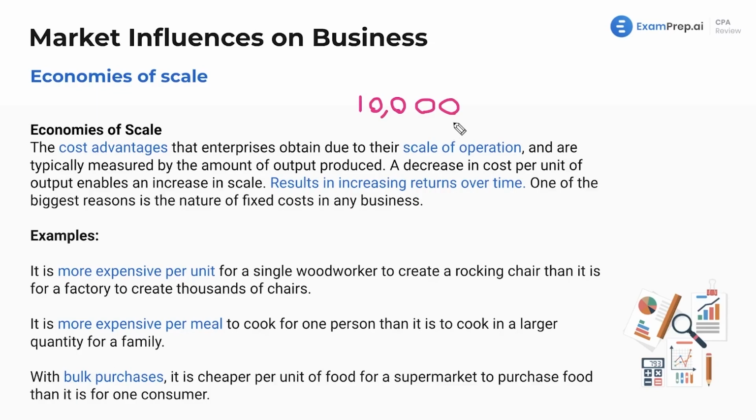to produce per unit. Examples: it's more expensive per unit for a single woodworker to create a rocking chair than it is for a factory to create thousands of chairs. It's more expensive per meal to cook for one person than it is to cook in a larger quantity for a family.